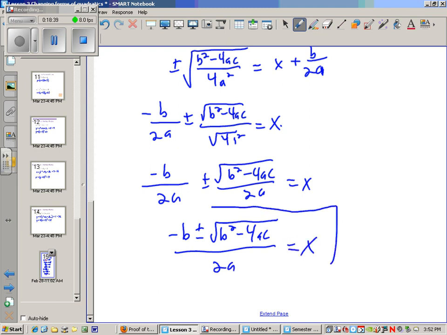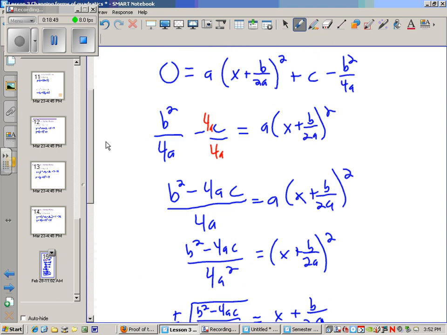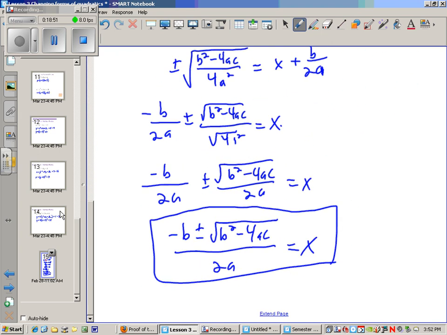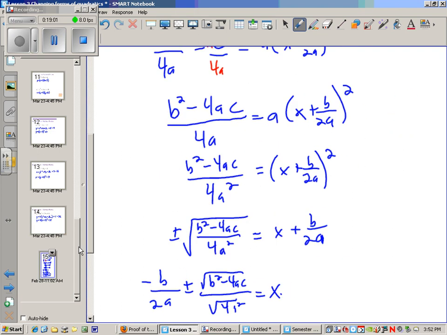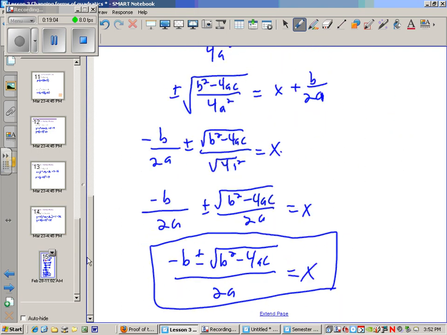And hopefully everybody remembers this as the quadratic formula. Now the quadratic formula is a shortcut for solving for the perfect square. If you can do this, the quadratic formula is just doing completing the square. So completing the square is the same thing.